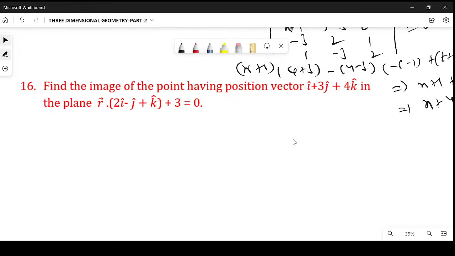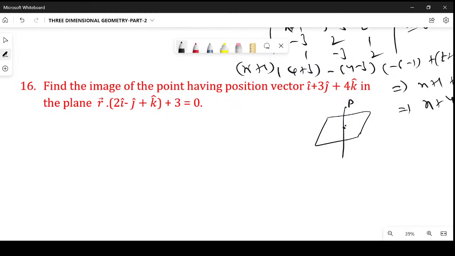Find the image of the point having the position vector in the plane r bar dot (2i cap - j cap + k cap) + 3 = 0. You should find the image of the point. This is the important one, because I can write the plane equation. The point is 1, 3, 4. We can think of it as the point P.